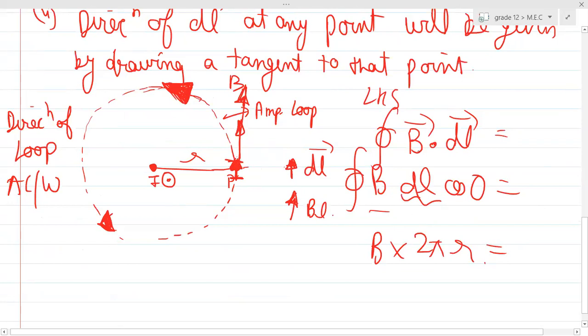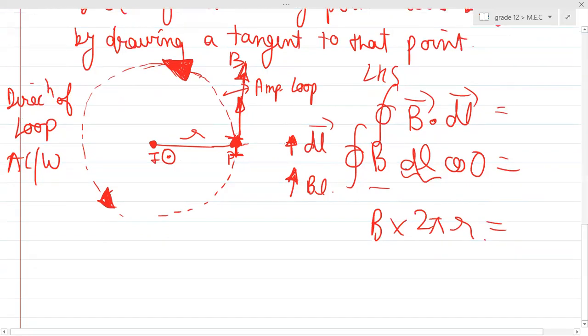Yes, sir. So now after this, we'll be discussing some applications. Now you know how we apply the LHS and how we apply the RHS, right? Is it clear, guys? After this, we'll see some applications for this particular thing. But before that, we'll write some points regarding Ampere's circuital law.